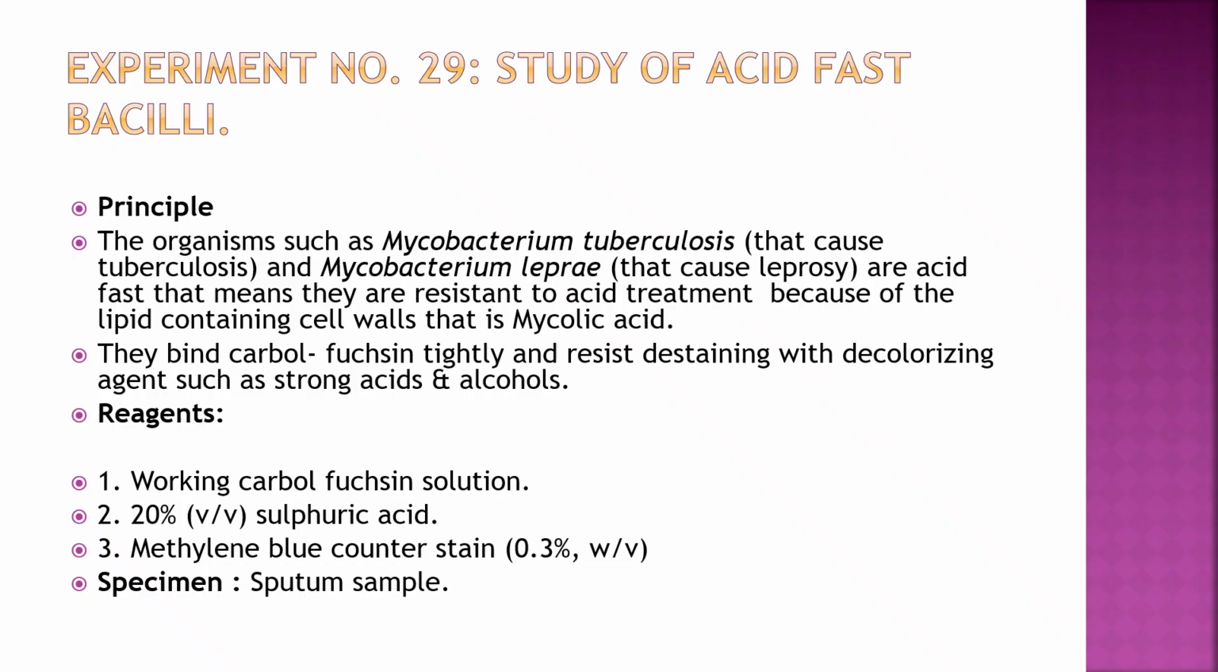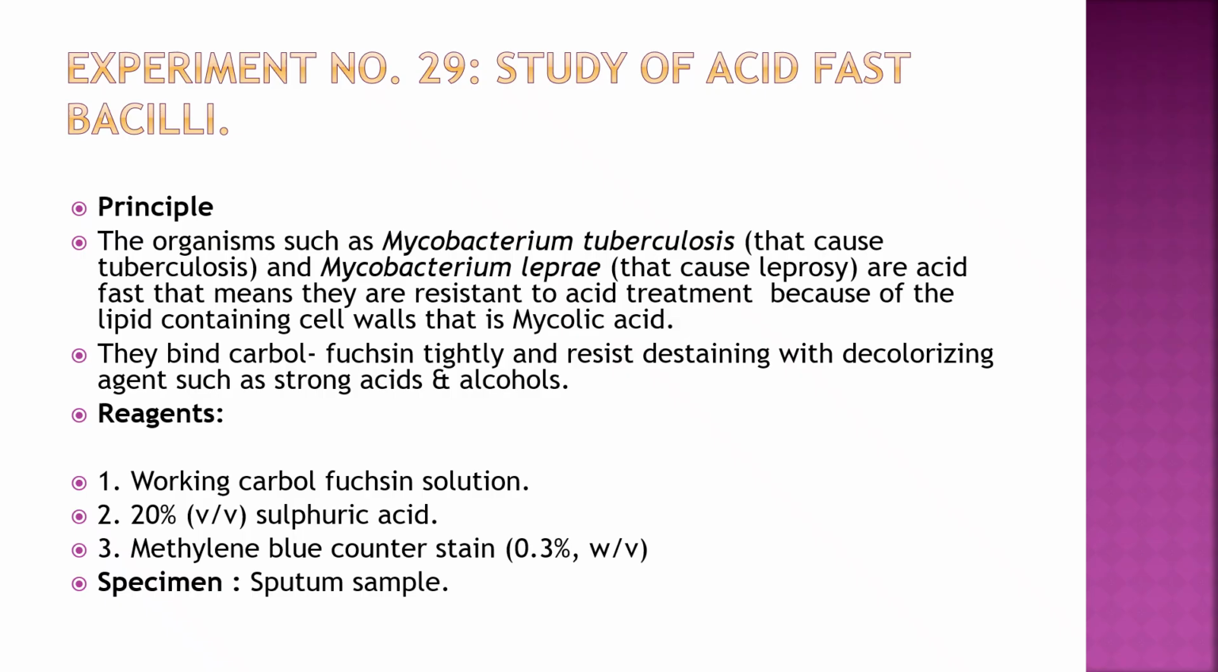Principle of ZN staining: organisms like Mycobacterium tuberculosis which causes tuberculosis, and Mycobacterium leprae which causes leprosy, are acid fast. That means they are resistant to acid treatment. So that is why it is also called ZN stain or acid fast stain. This resistance to acid treatment is because of the lipid contained in the cell wall of these mycobacteria, that is mycolic acid, and because of that they are not decolorized by strong acids and alcohols after they bind with carbolfuchsin, that is the primary stain.